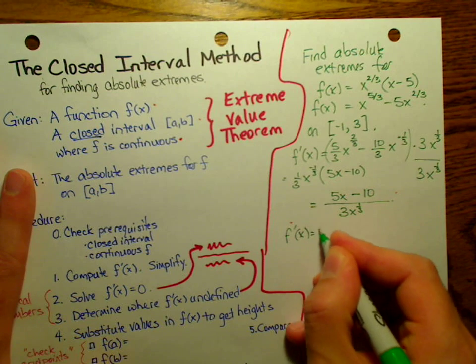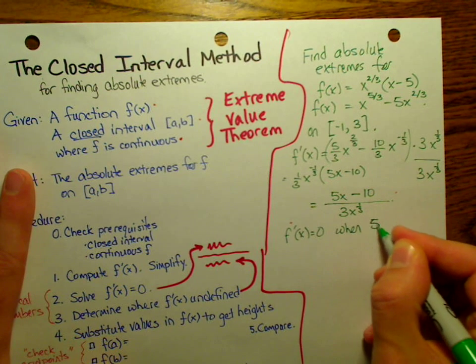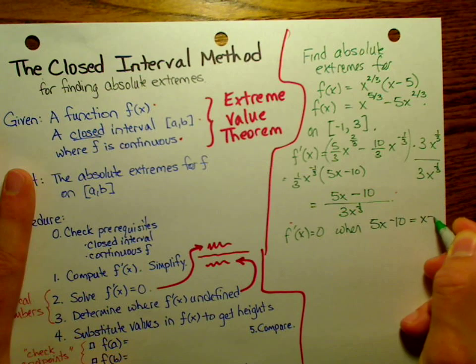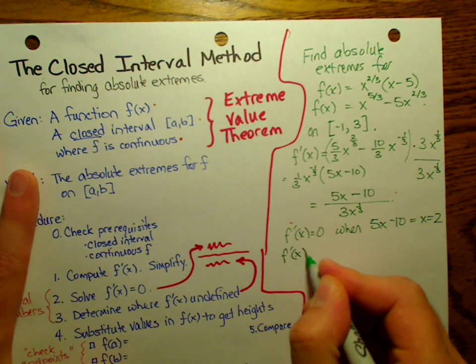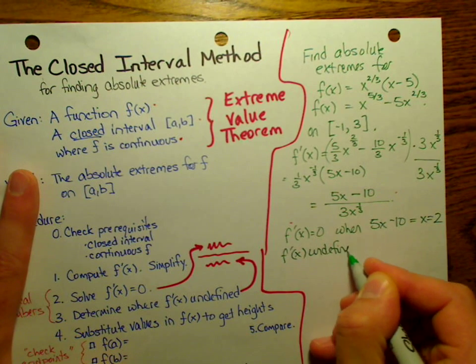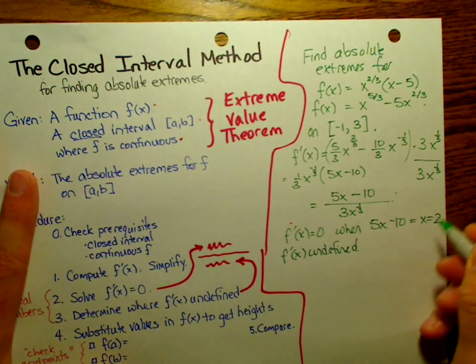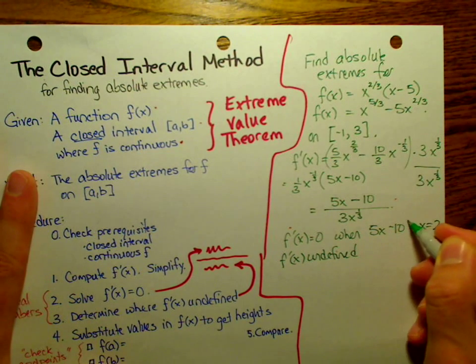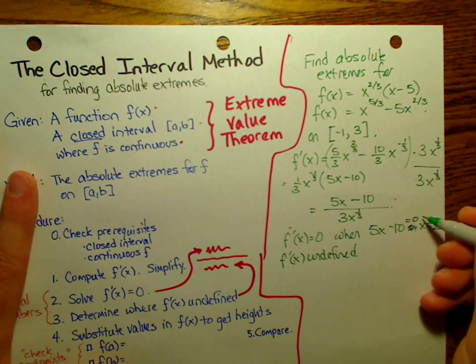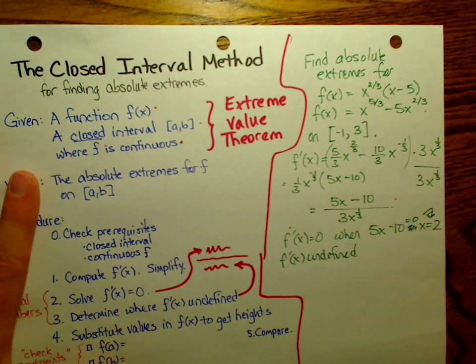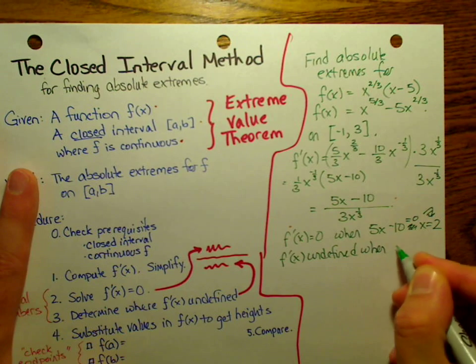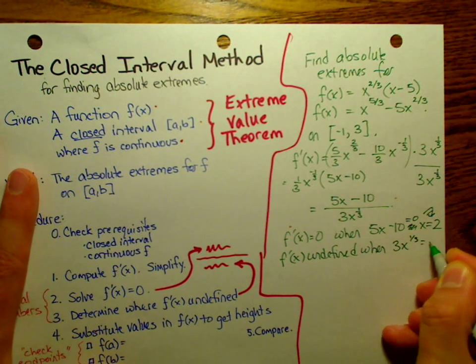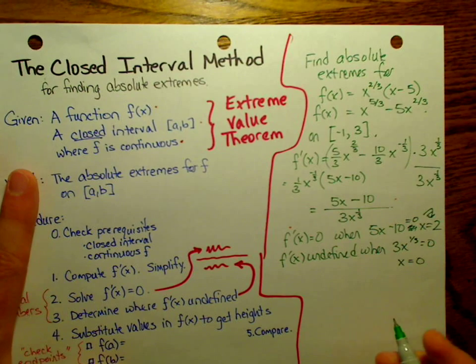F prime of x is 0 when that numerator is 0. When 5x minus 10 equals 0, which implies x equals 2. F prime of x is undefined when that denominator is 0. 3x to the 1/3 is 0, so it's x equals 0. And so we've got our critical numbers of 2 and 0.